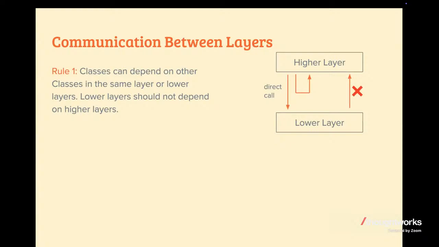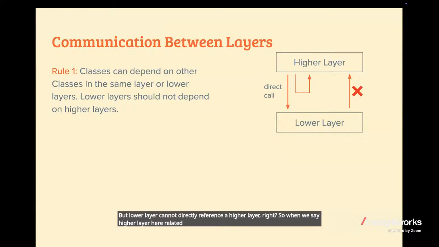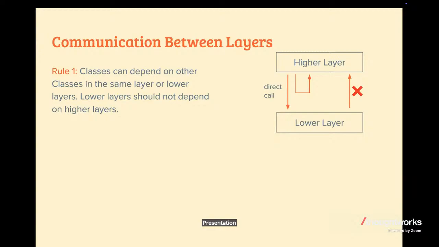The layered architecture says that higher layers can talk to lower layers, or higher layers can talk to other classes in the same layer, but lower layer cannot directly reference a higher layer, right? When we say higher and lower here, relate it back to the four layers from the top down: presentation, application, domain, and infrastructure. That was the top-down thing. And here when we say higher layer, we are talking about anything which is higher in that four layer structure.